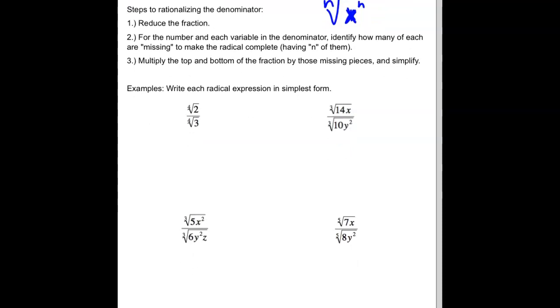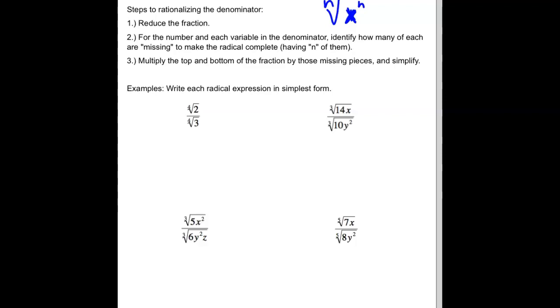So our first example, it says write each radical expression in simplest form. All right, so the first thing I would notice is they're both fourth roots, so that's good. The second thing I would notice is that one is a 2 and one is a 3, and there's no common factors, so I can't really reduce that.